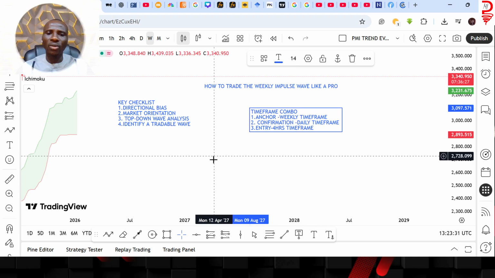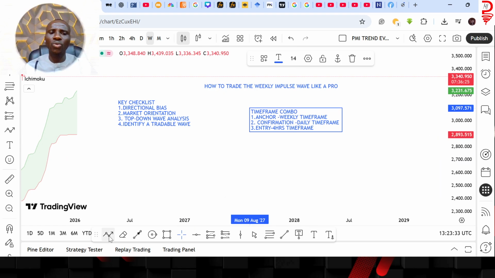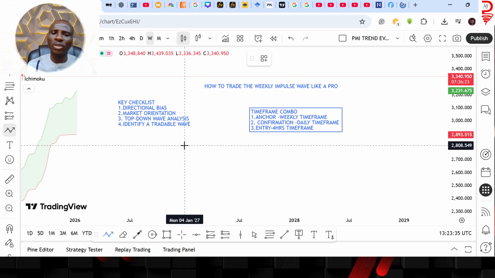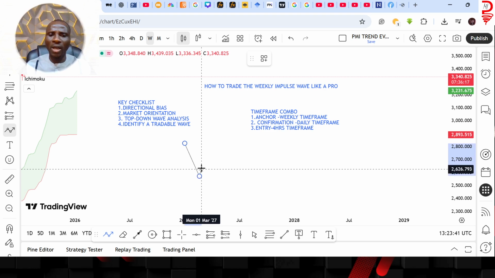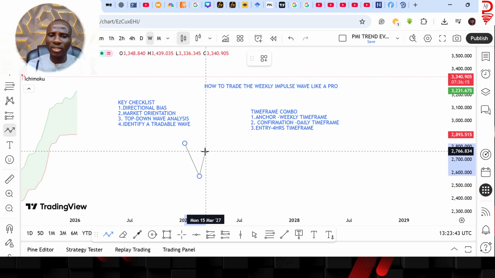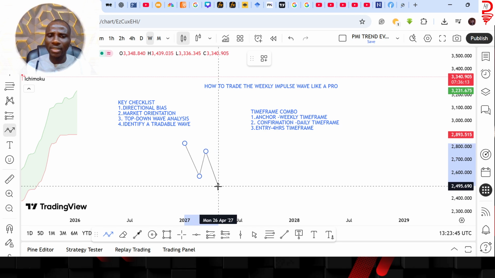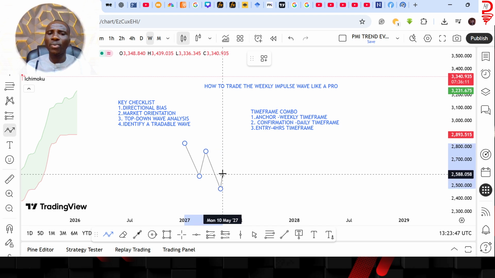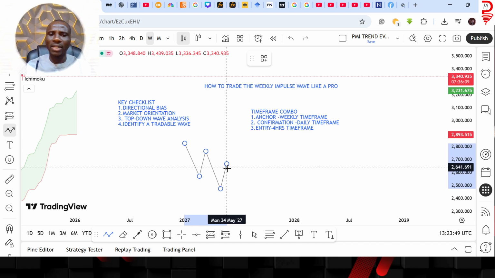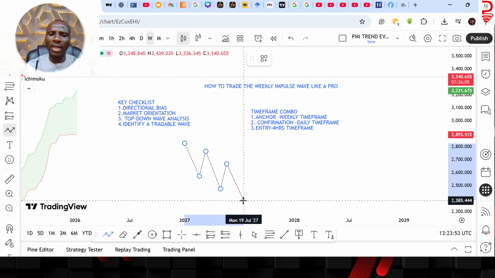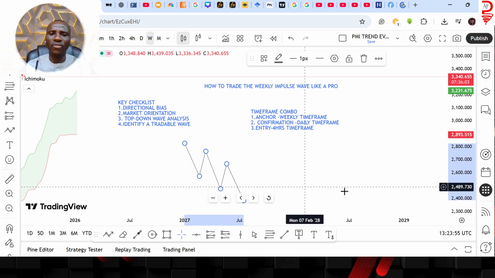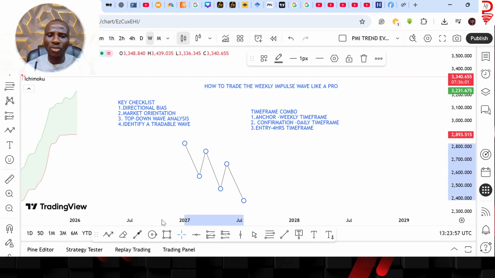So having said all of this, if you want to trade the weekly impulsive wave, what it means is that you have, for instance, let's say you have a downward trend. So the market is moving downward nicely like this. What weekly impulsive wave means is that you want to take position of any of these waves and you want to ride it. For instance, suppose you want to trade this wave.